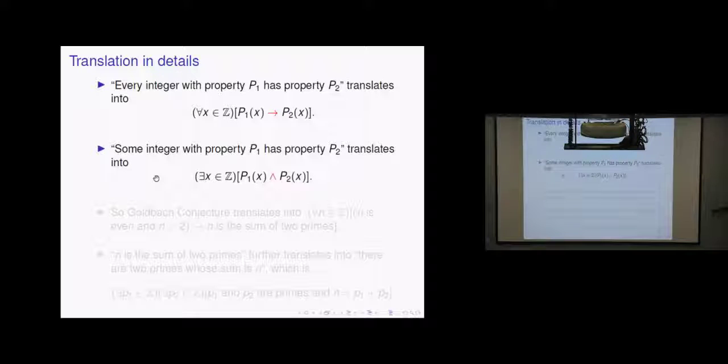Now, how about the other way? How about the other sentence? Some integer with property P1 has property P2. It translates into, okay, there is some integer, right? There is an integer x which has P1, and also it has P2. So notice the red part, the translations are different.